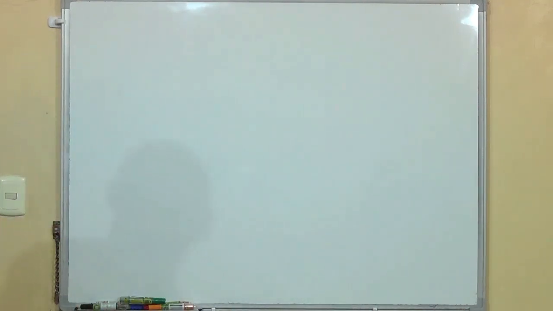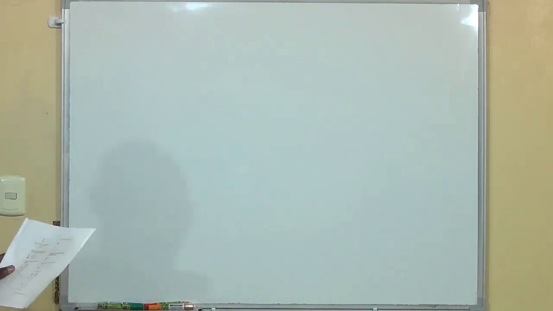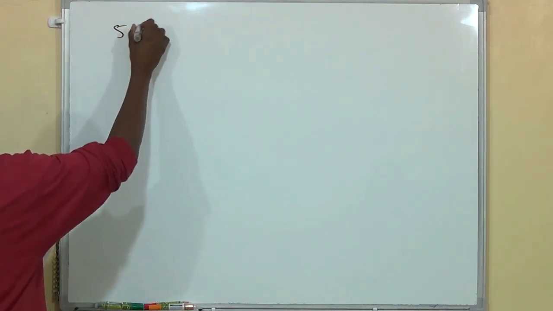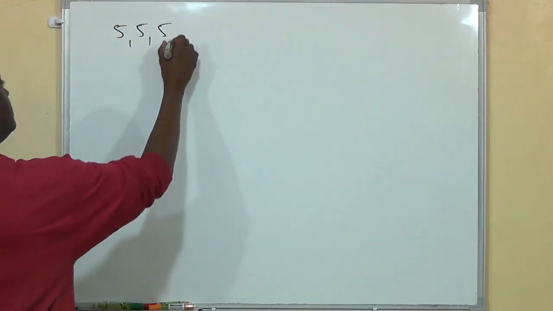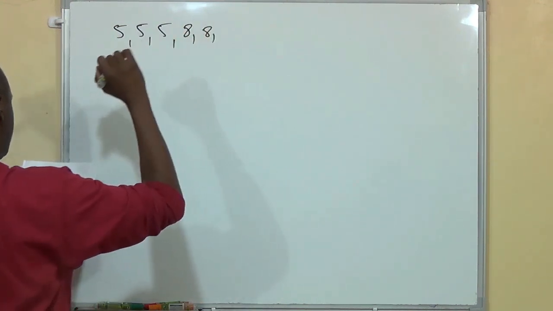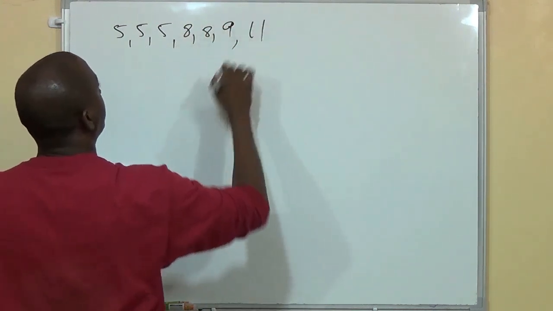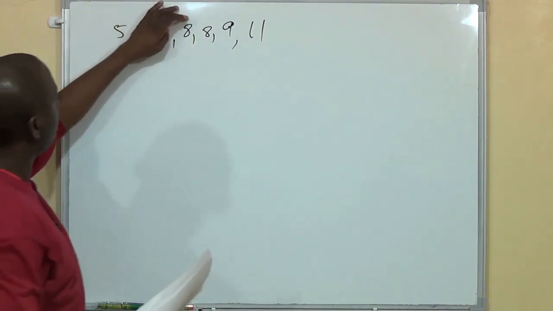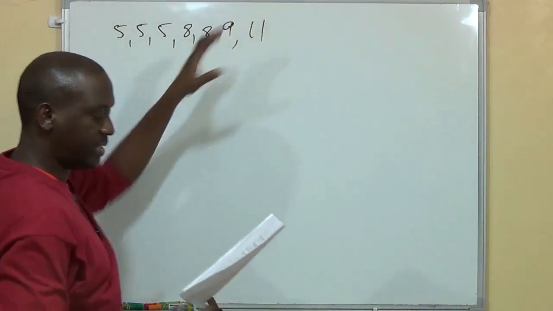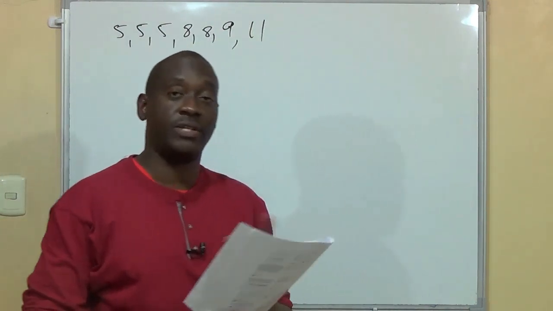So in this question, what it will look like will be something like this. So we have 5, 5, we have 3 5s, right? So we have 5, 5, 5. 5 is out of the way. You have 2 8s. You have a 9. And you have an 11, right? So in this case, you have 1, 2, 3, 4, 5, 6, 7. You have 7 digits. Now we just make sure we have 7 digits in the question.